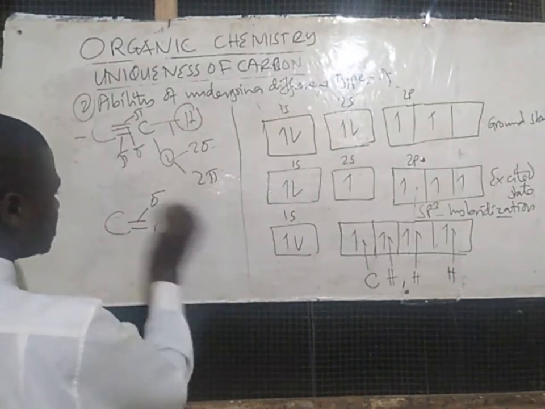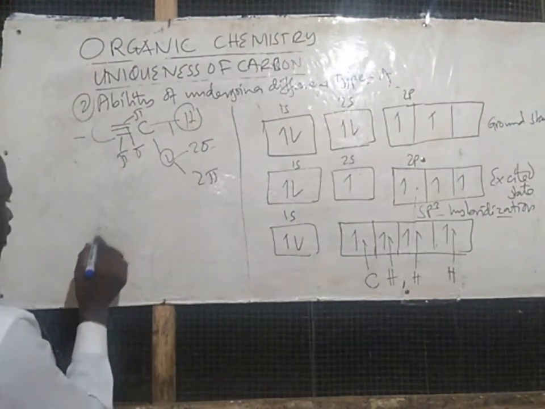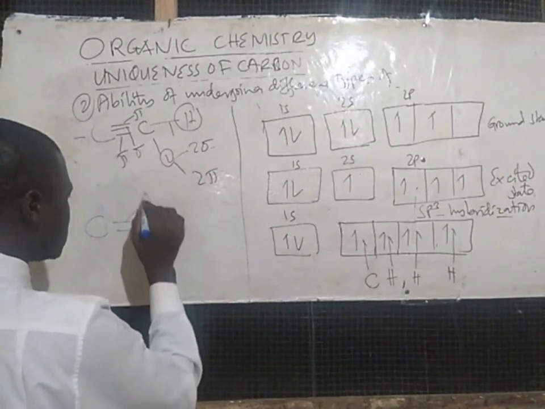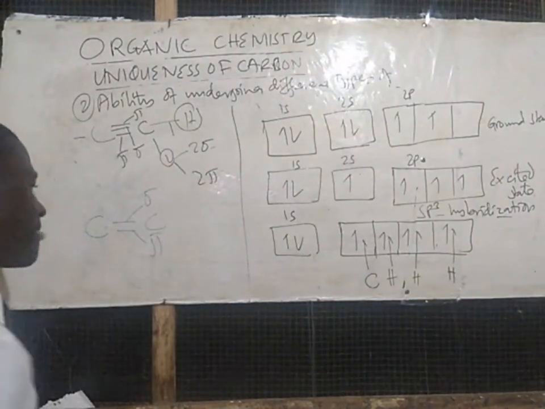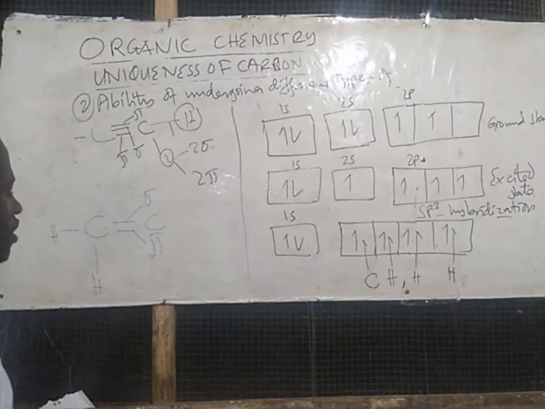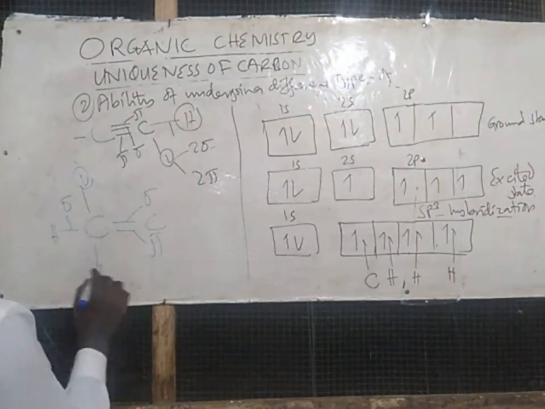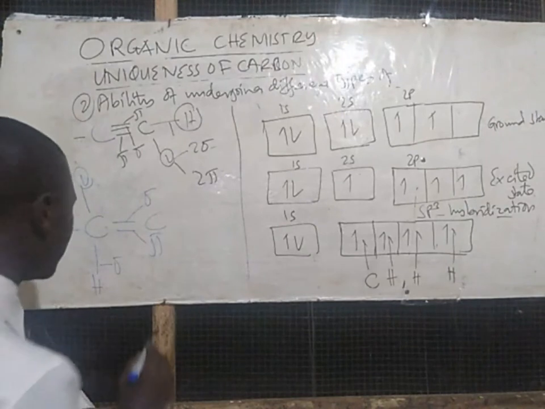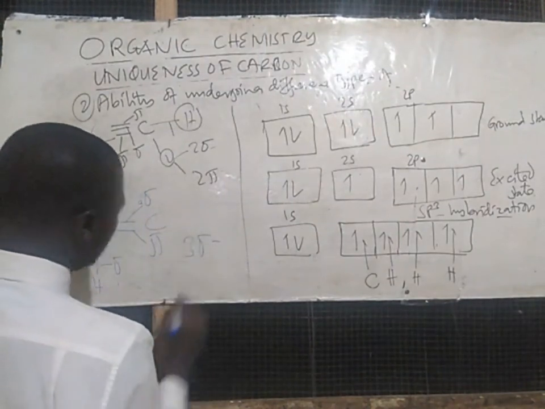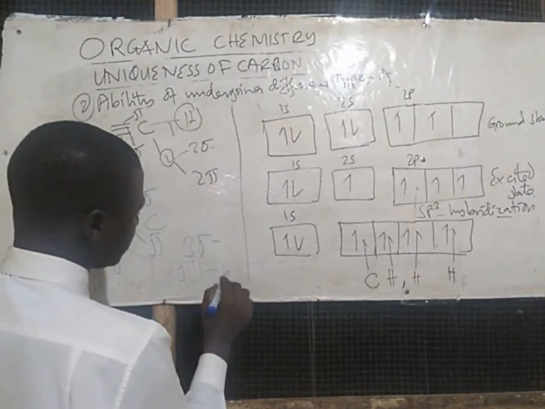Now we are moving to alkene. In alkene, we have carbon double bond carbon. In this carbon double bond carbon, one of the bonds is sigma, and the other is pi. Also, in alkene, we have two hydrogens bonded to each carbon. So if we want to know the hybridization of this carbon, here is another sigma bond, and here is another sigma bond. So we'll have 1, 2, 3 sigma bonds, and only 1 pi bond.